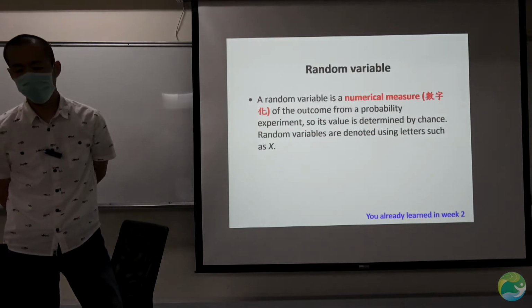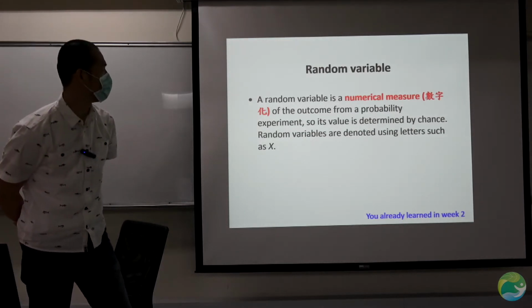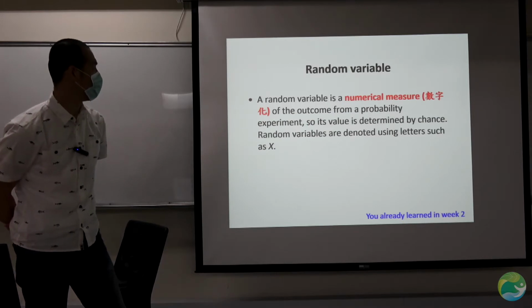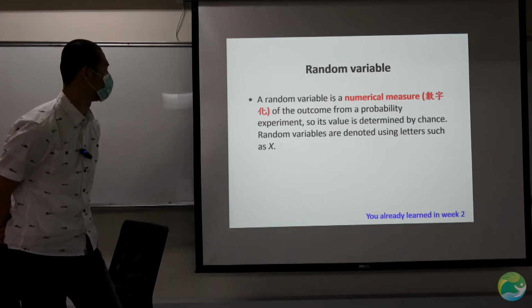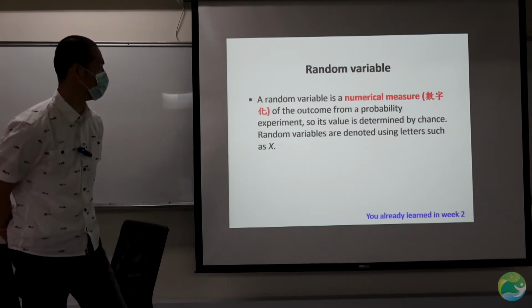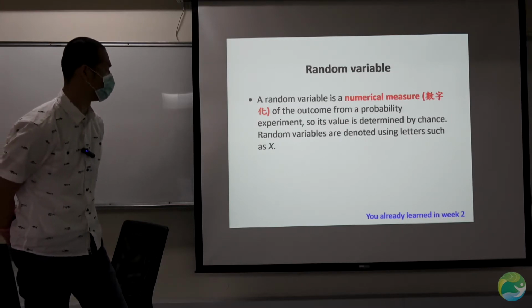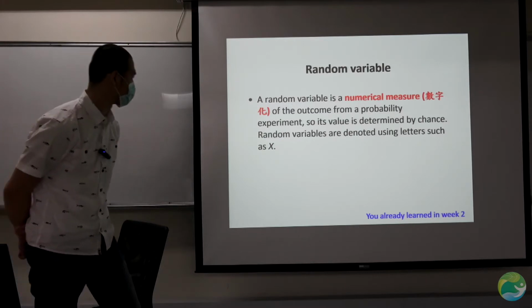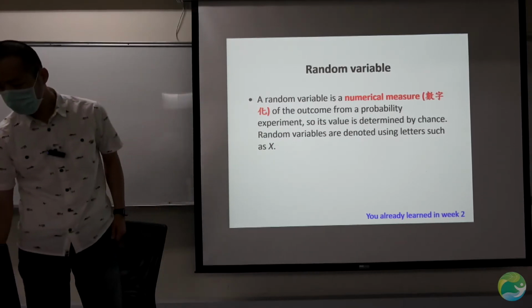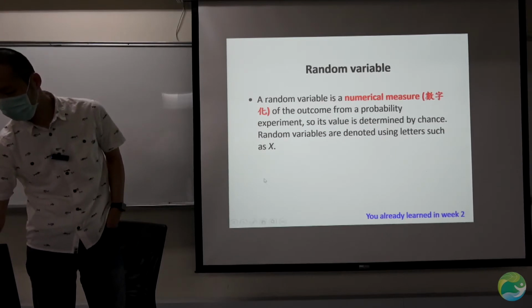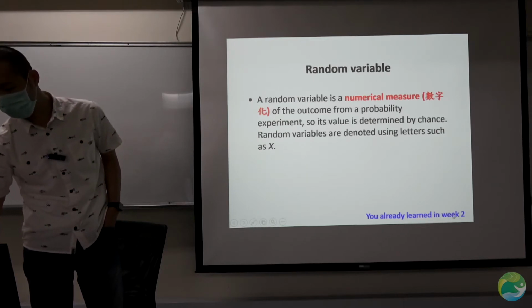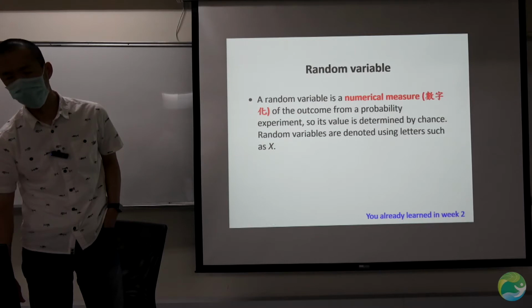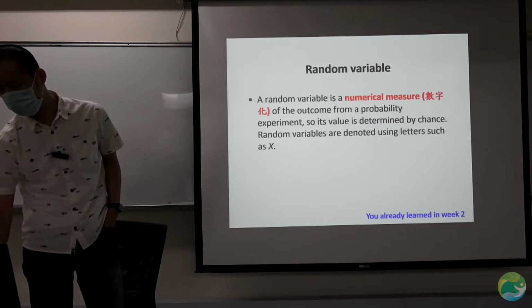In the beginning, I will talk about what a random variable is. A random variable is a numerical measure of the outcome from a probability experiment, so its value is determined by chance. Random variables are denoted using a letter, such as the capital X. You may already have learned about random variables in week 2, but I'm going to review the idea because it is really related to the maximum likelihood method.